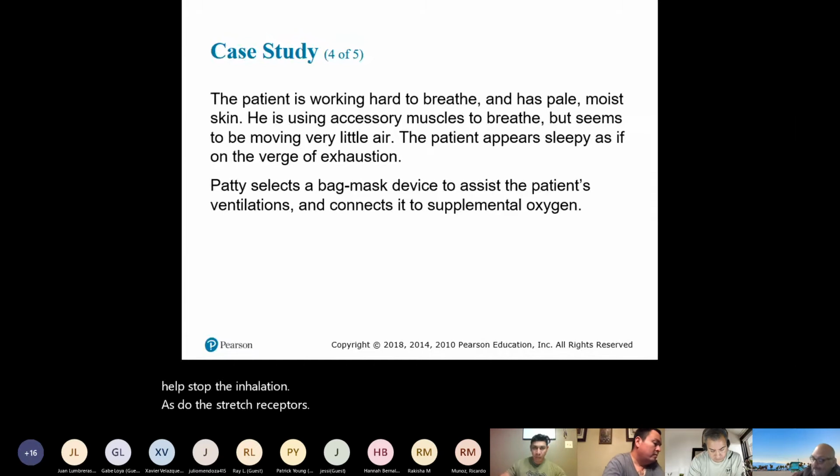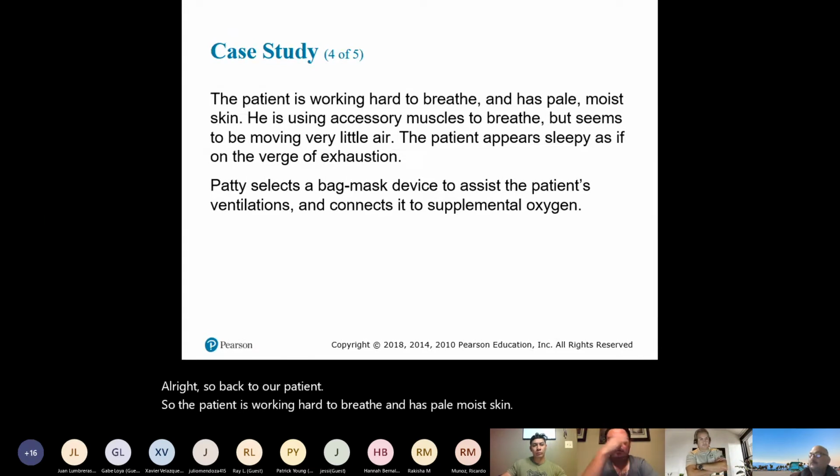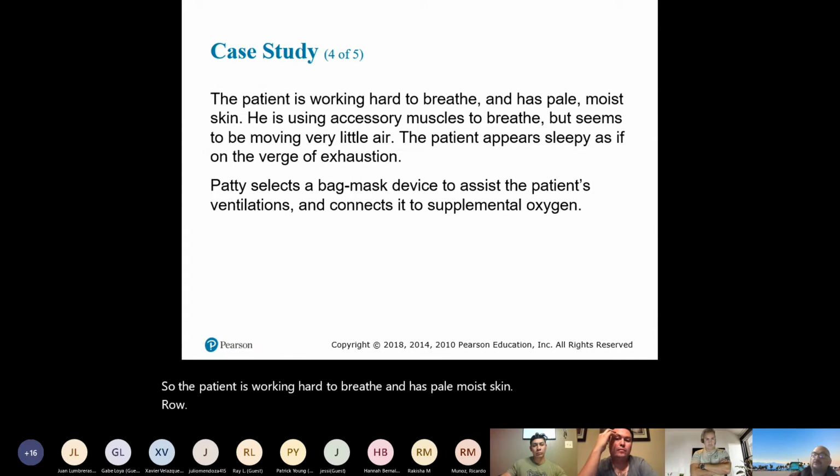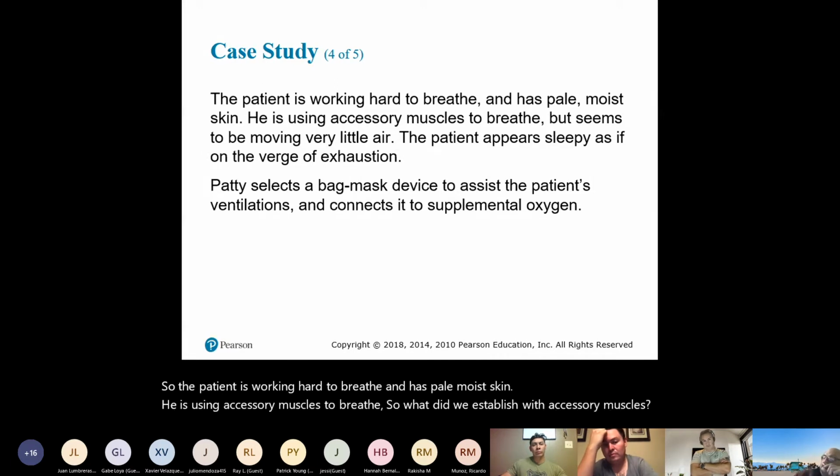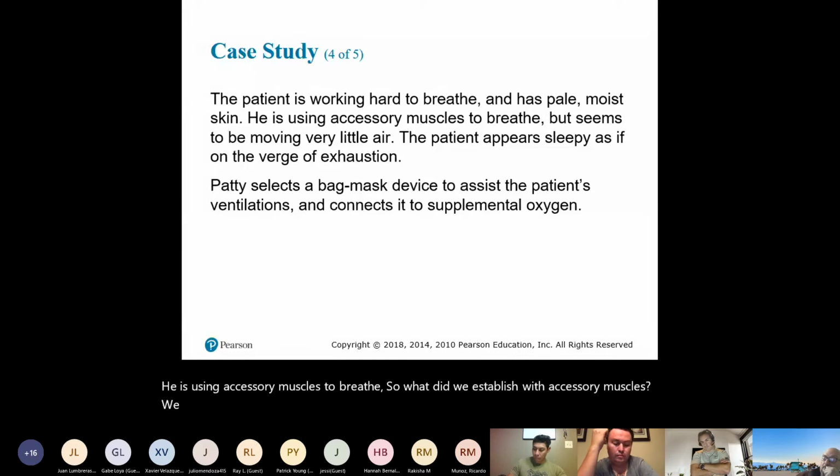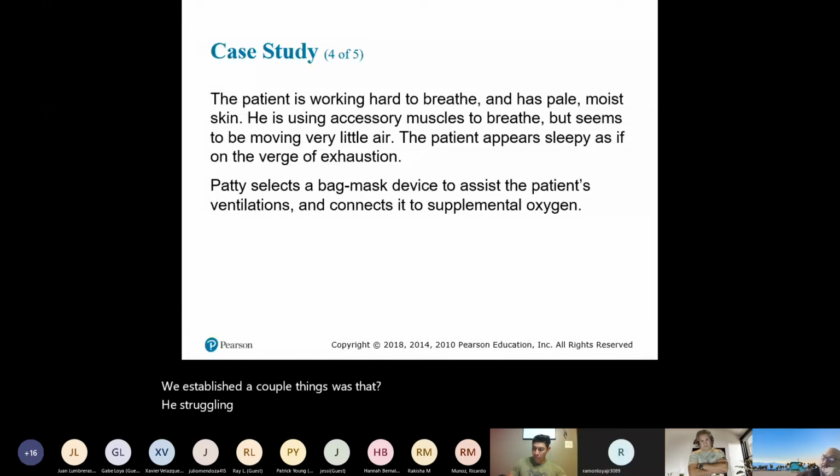All right, so back to our patient. The patient is working hard to breathe and has pale, moist skin. He's using accessory muscles to breathe. So what did we establish with accessory muscles? He's struggling to breathe. And what is he using more of that he can't replace very quickly?